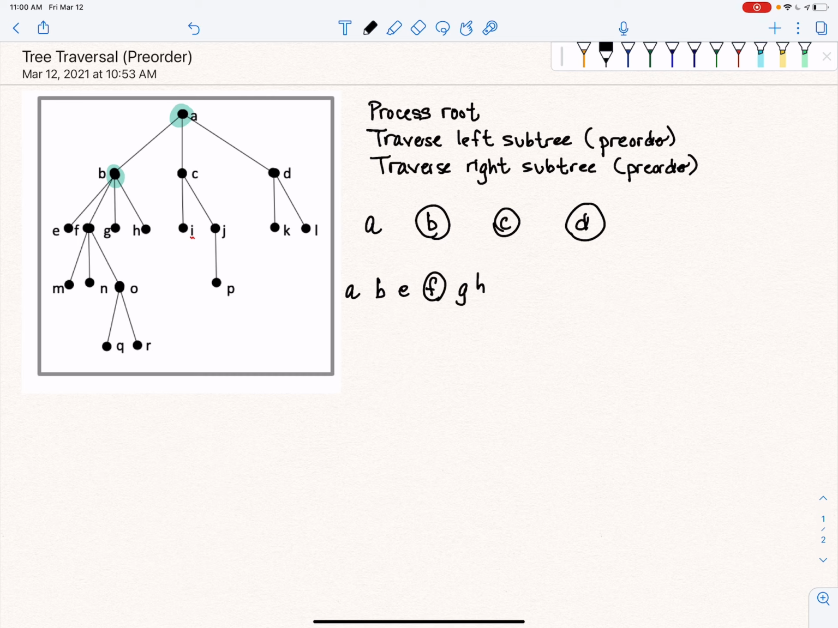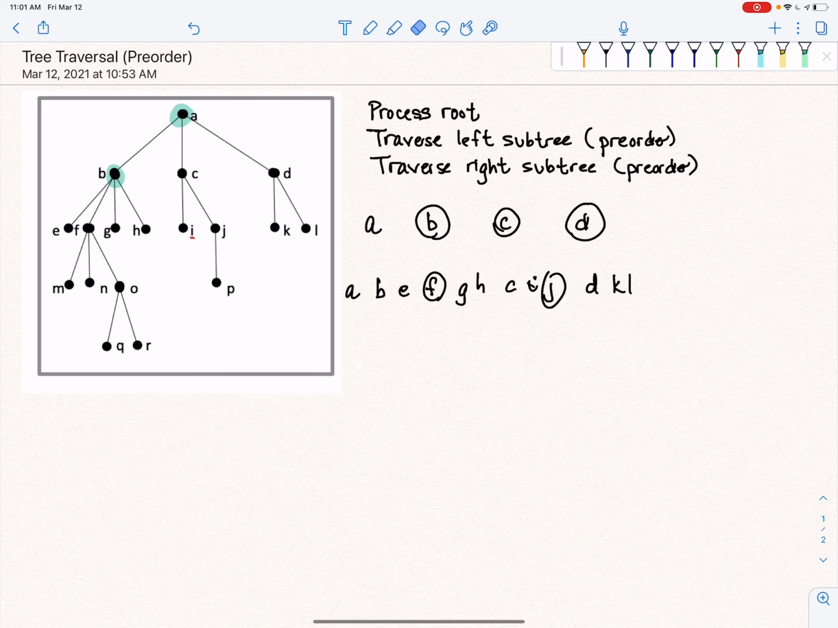Now C gets processed. And then I and J get traversed, but I is just a node and J is a subtree. And then D gets processed. And then so do K and L. And those are just nodes, so that means there's no circles there. So it looks like on the surface, we're almost done.